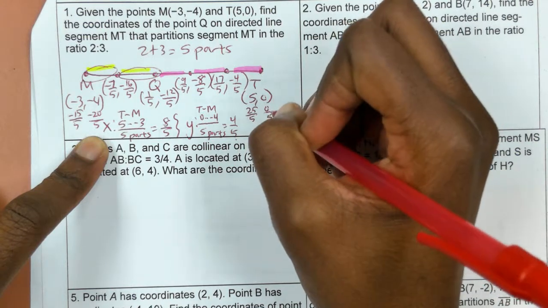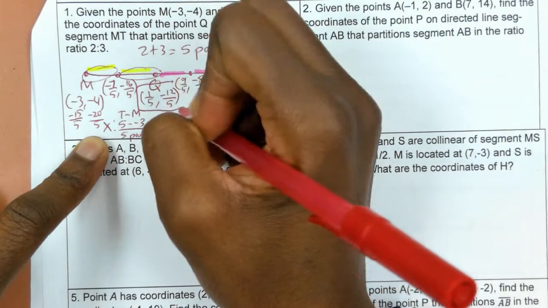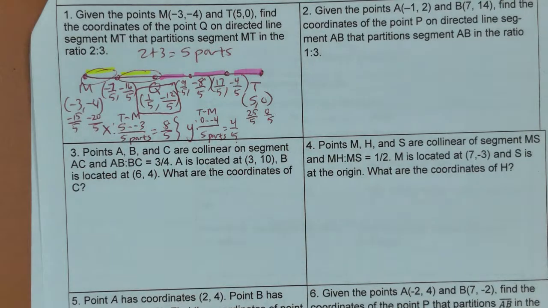0 divided by anything is 0, so we did it correctly. So our answer for Q would be 1/5, comma, -12/5.